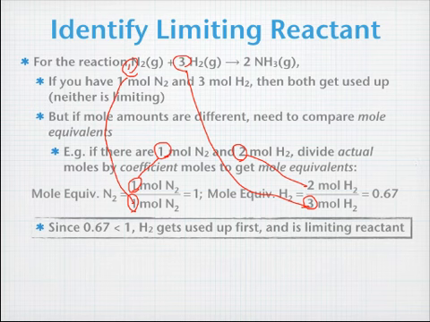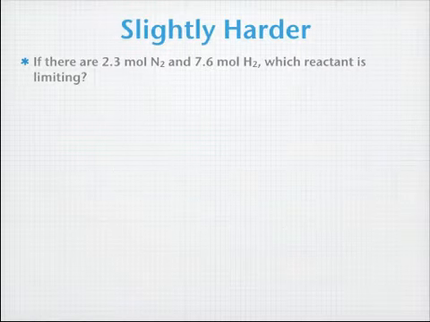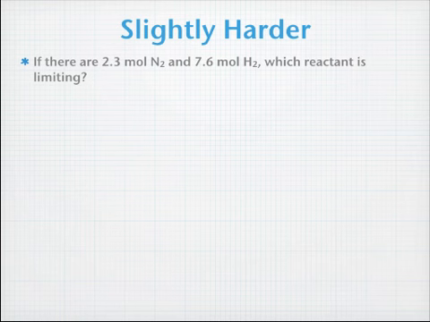Now, since 0.67 is less than 1, the hydrogen gets used up first. And so it's going to be the limiting reactant in this particular case. Let's look at another problem. Slightly harder because now we have slightly different numbers of moles.